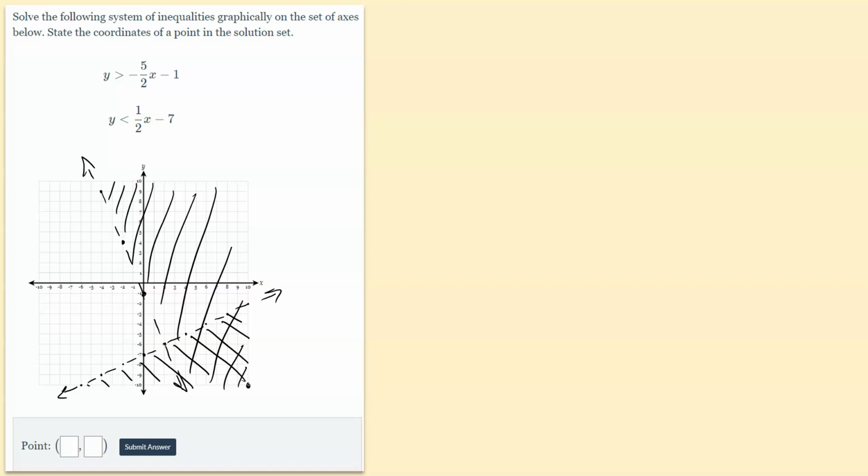So 10, negative 10 is in this double shaded region. So that is part of our solution set. State the coordinates of a point in the solution set. So 10, negative 10 would work for that, but any point in this double shaded region would work. 9, negative 6 would work. A lot of points you can choose from.